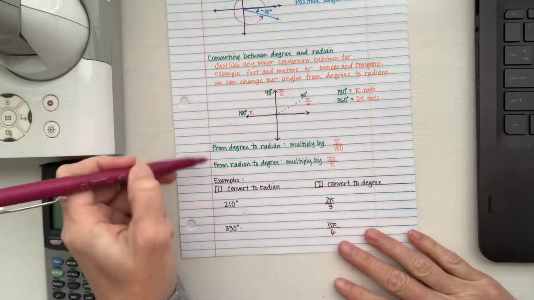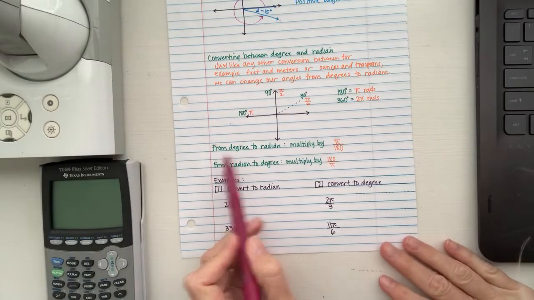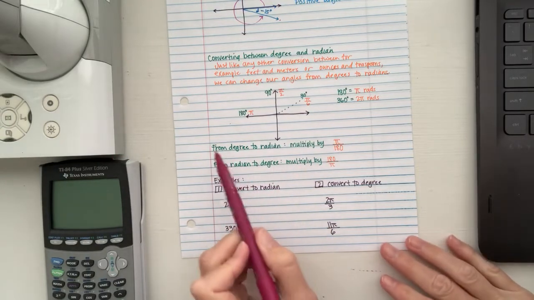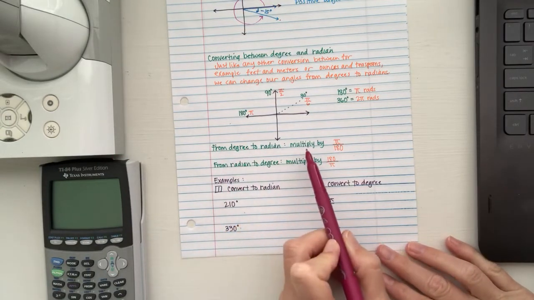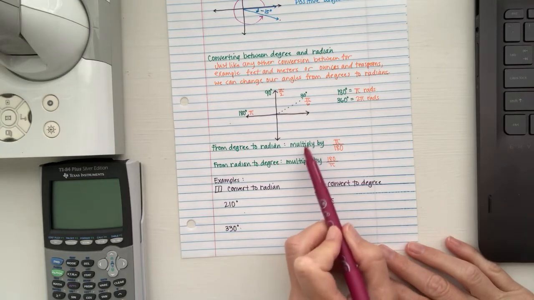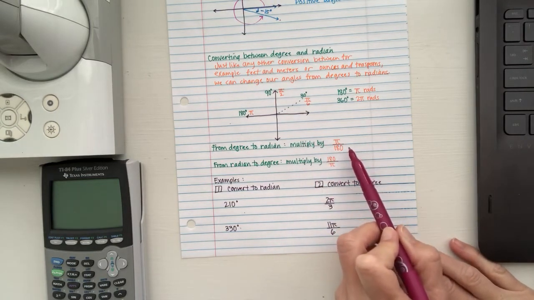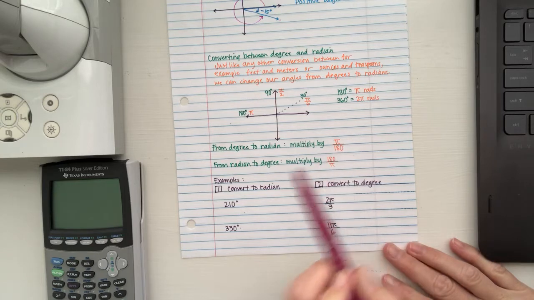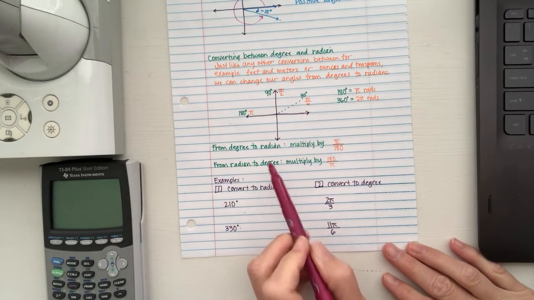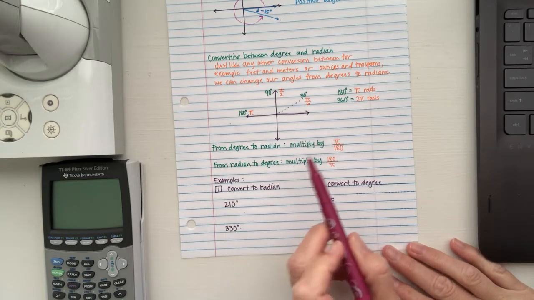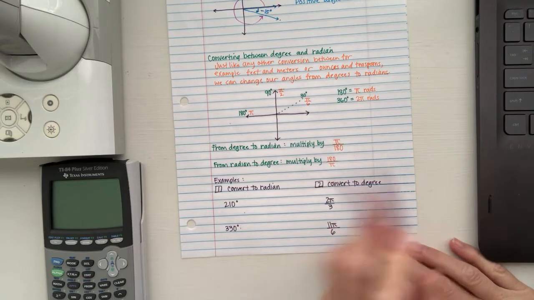Well, here's our conversions right here. You can literally just use this as your little formula. If you want to convert from degree to radian, you literally multiply your degree value by pi over 180 and reduce it. If you want to go from radian to degree, you literally multiply your radian value by 180 over pi and reduce it.